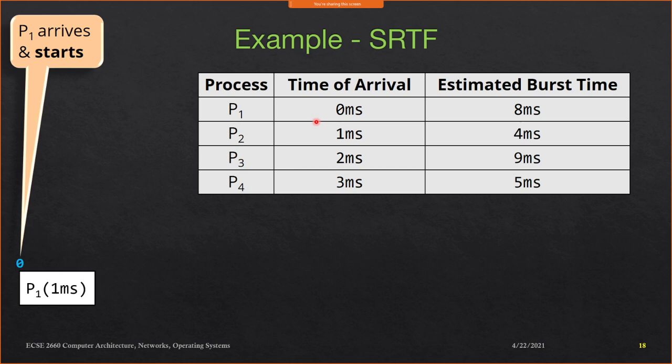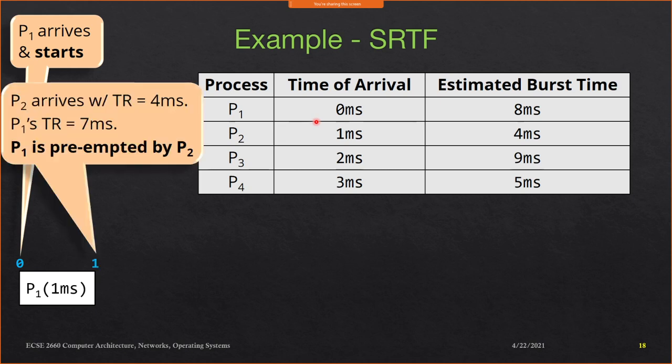Because what happens at 1 millisecond? P2 comes in. When P2 comes in, P1 has had 1 millisecond, so it has 7 milliseconds remaining. So if you look at P1 and P2, because these are the only two processes in the initial 2 milliseconds, those are the only two.